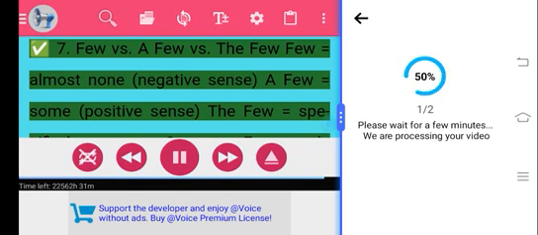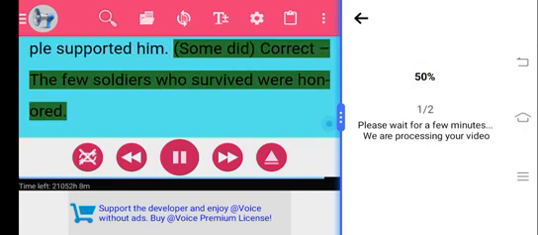Checkmark 7. Few versus a few versus the few. Few equals almost none, negative sense. A few equals some, positive sense. The few equals specific. Correct: Few people came, hardly any. Correct: A few people supported him, some did. Correct: The few soldiers who survived were honored.